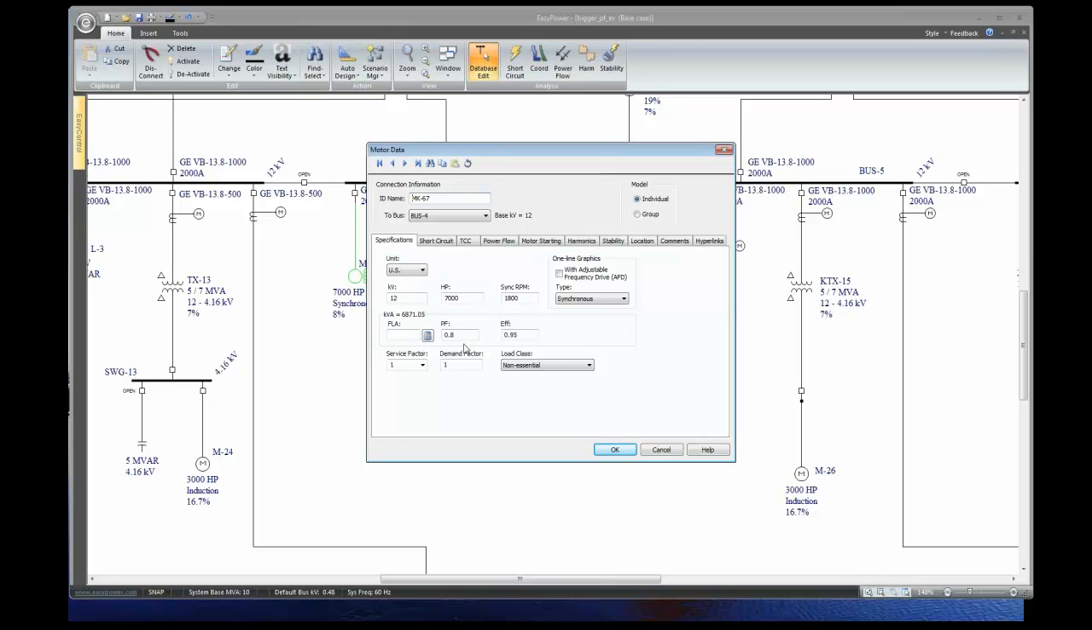It doesn't care about the demand factor or any of that. It's going to use the kVA. This kVA is computed from the power factor and efficiency and the horsepower. If you put a full load amps in here, it'll just take the full load amps times the voltage, and that's the kVA.